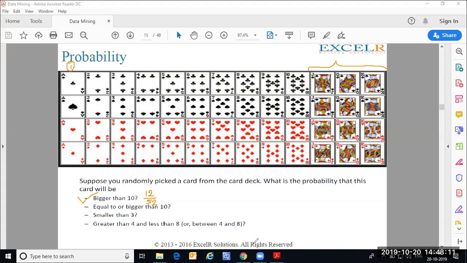Right? Now, what is the probability associated that a card being picked is equal to or greater than 10? 16 by 52. P of X being greater than or equal to 10 is equal to 16 by 52. How many of you think this is correct?